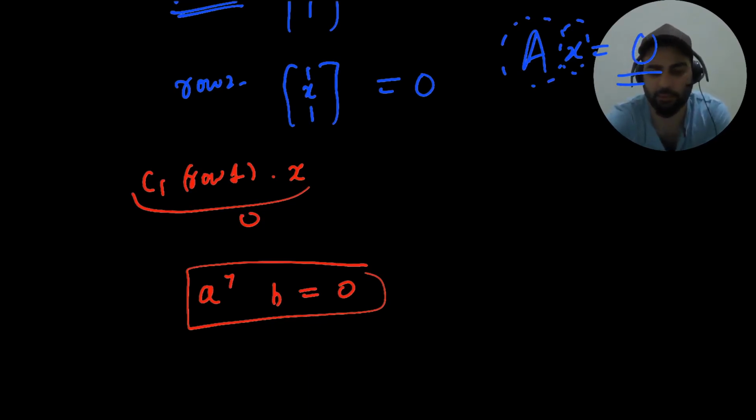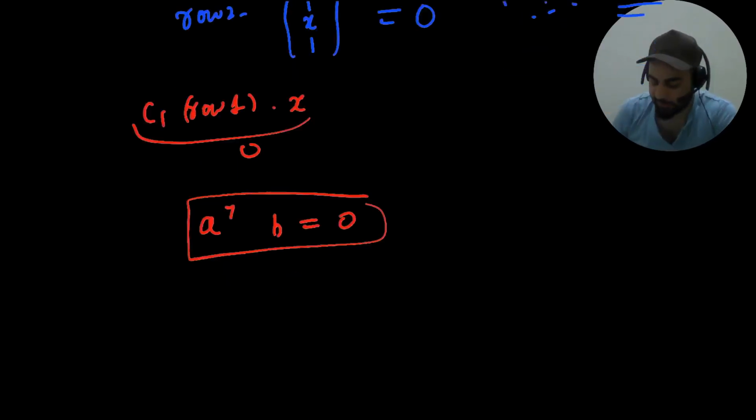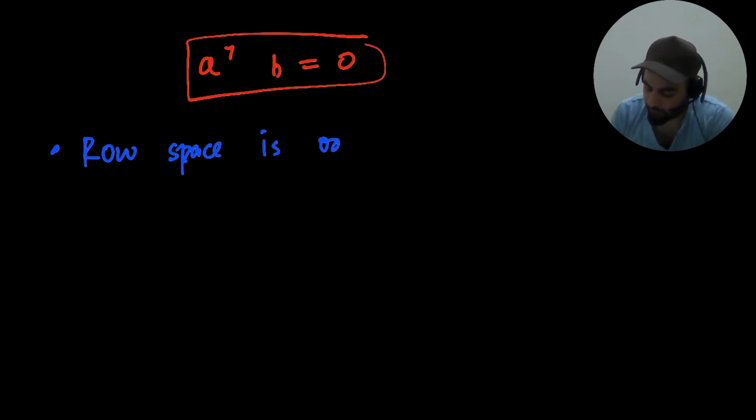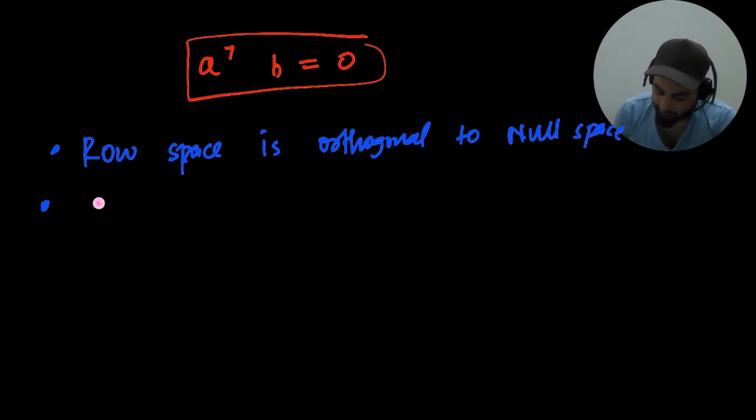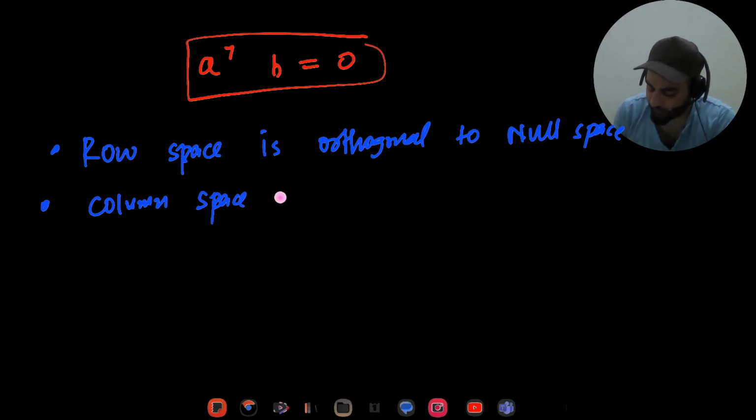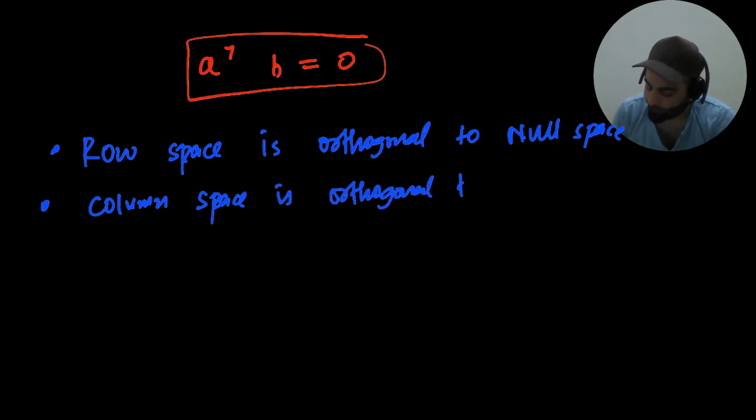Now I'll write these two statements so that they get sort of ingrained. Row space is orthogonal to null space. The other thing that I'll write is column space is orthogonal to left null space.